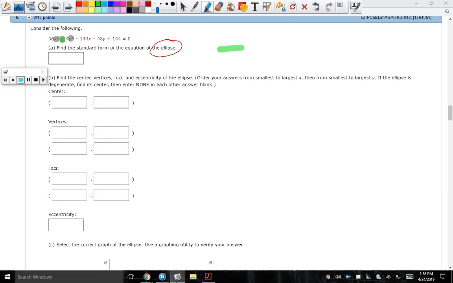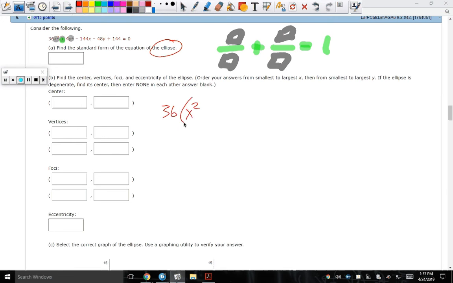And that's something over something plus something over something is equal to 1. We just have to come up with this from completing the square. So let's go ahead and start. Put all our x's to one side. We have 36x squared. Put all of our y's to one side. So I'm going to take out this 4. And I'm going to move this original constant to the right side.